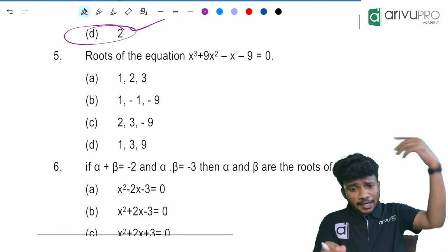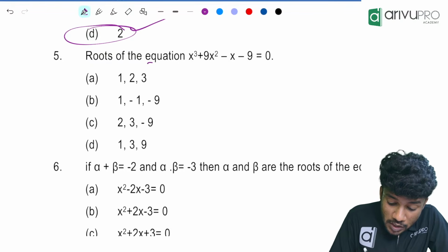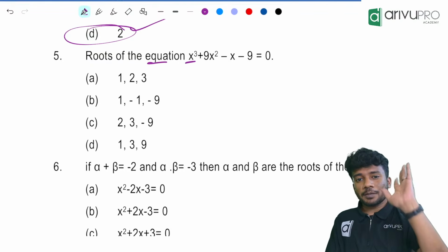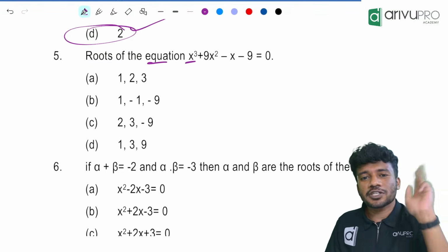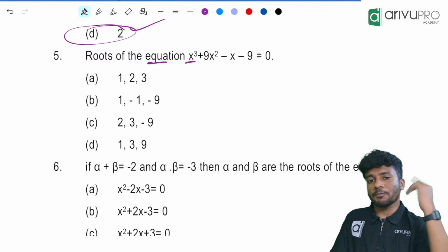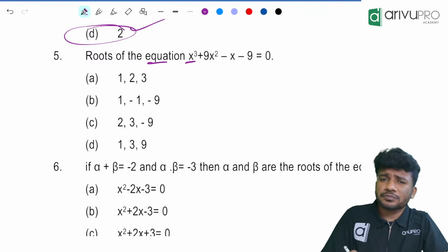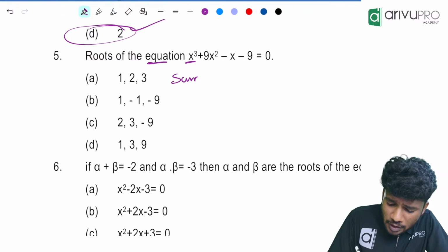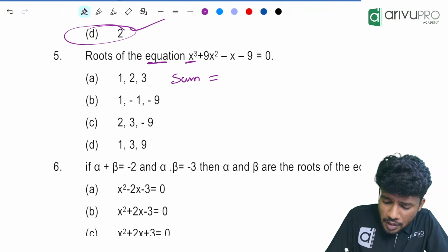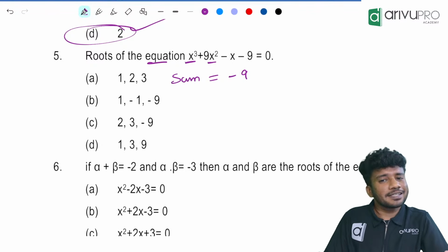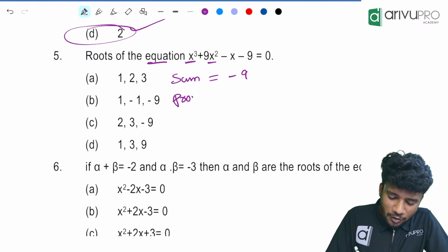Next one, another direct question. Roots of the equation, the cubical equation, people, the power is 3. So it is a question based on cubical equation. Now, cubical equation means what? Sum of the roots. Sum is how much? Sum is nothing but minus of coefficient of x square divided by coefficient of x cube. That is minus 9. Then product is how much?